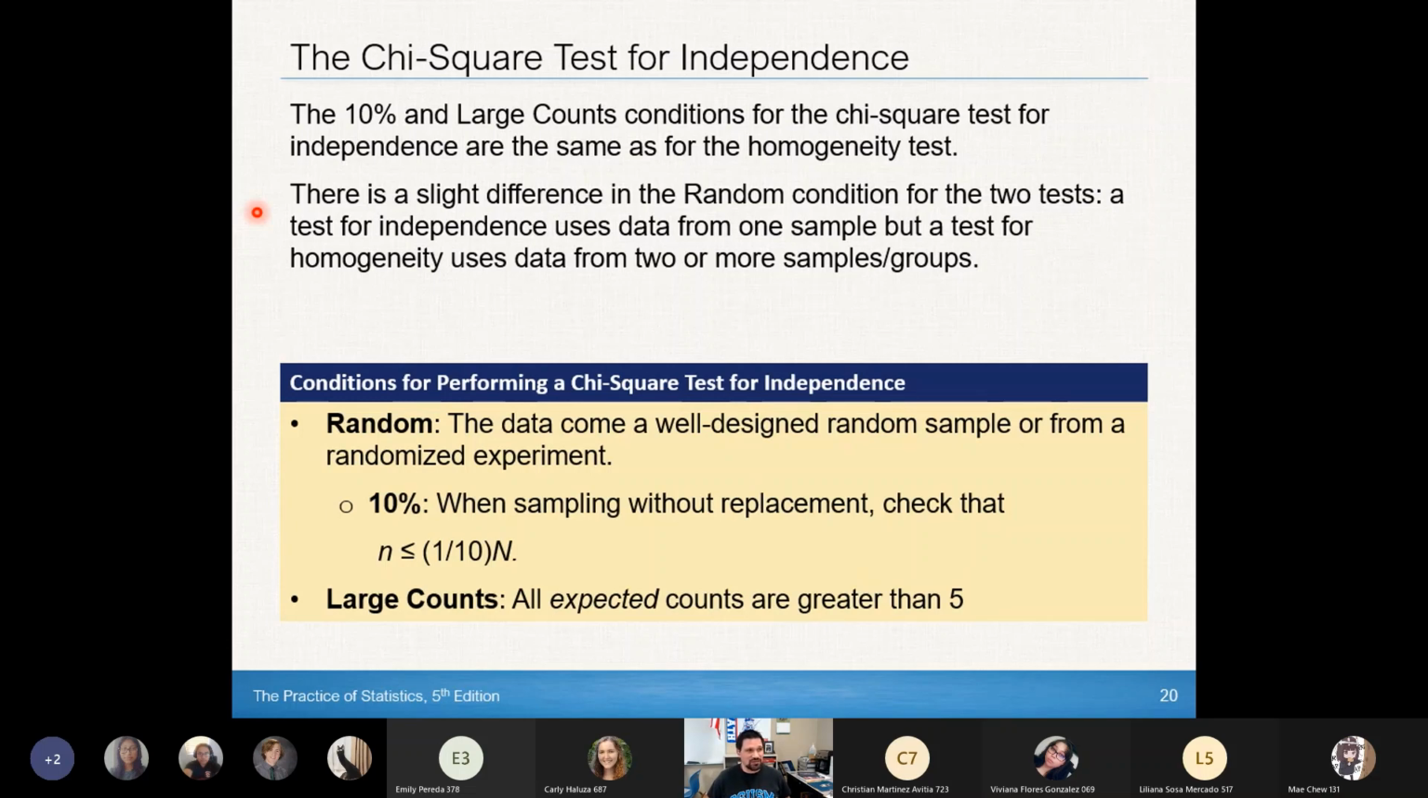A test for independence uses data from 1 sample, but a test for homogeneity uses data from 2 or more samples or groups. Right, that is the major difference. We randomly sample from a single population and then categorize. That's a test for independence. Independently randomly sampling from different groups or different populations, and then categorizing by some variable is a test for homogeneity, or can lead to a test for homogeneity. And again, we have our conditions here, random, 10%, and large counts.